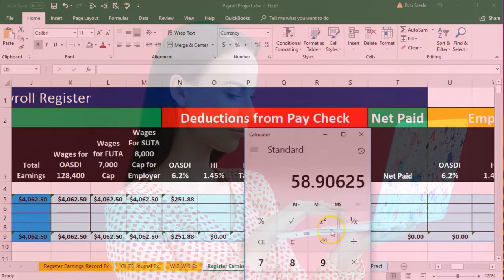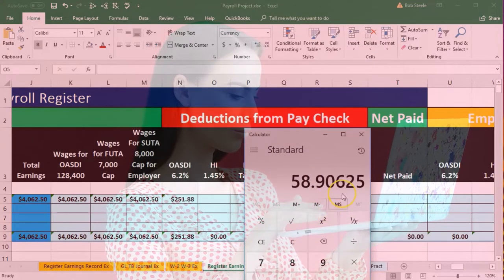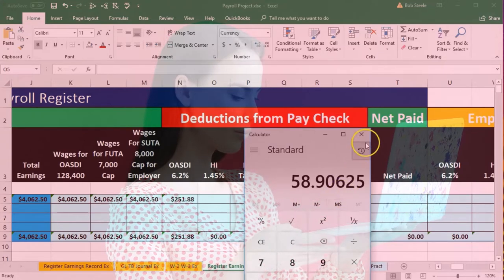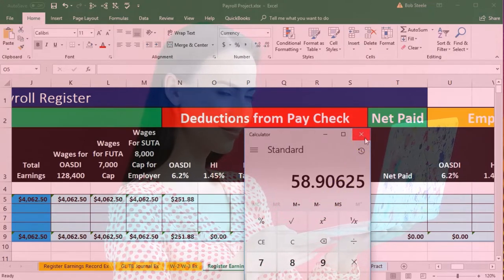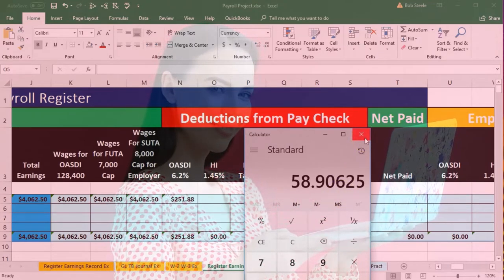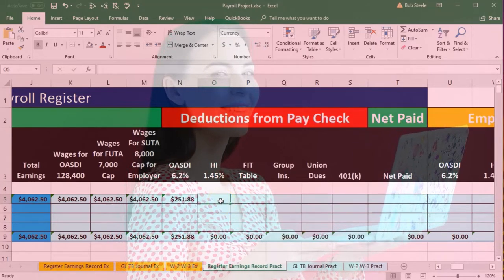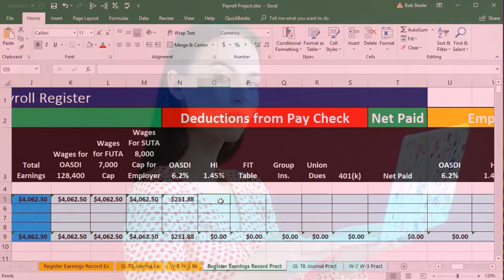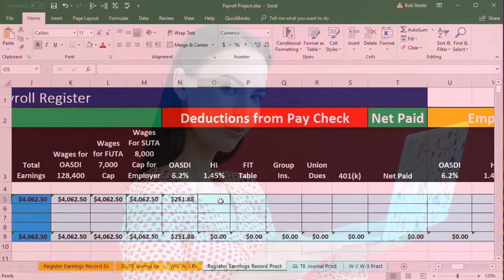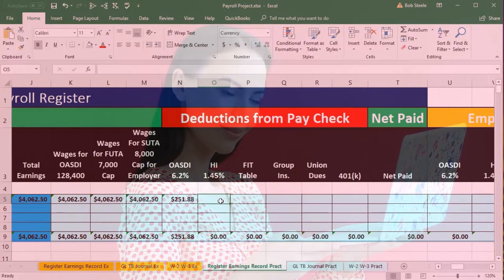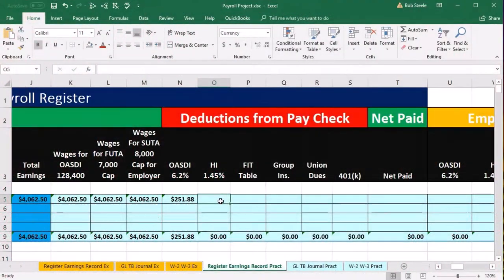That gives us the 58.906. Notice that it won't be perfectly rounded. That's just, you know, what we have to deal with. We want to round it to the nearest penny, so 58.91. When we calculate in Excel, of course, it will look like it's rounded to the nearest penny, but it's actually taking it out when we do calculations with it. It'll be taking the actual number.